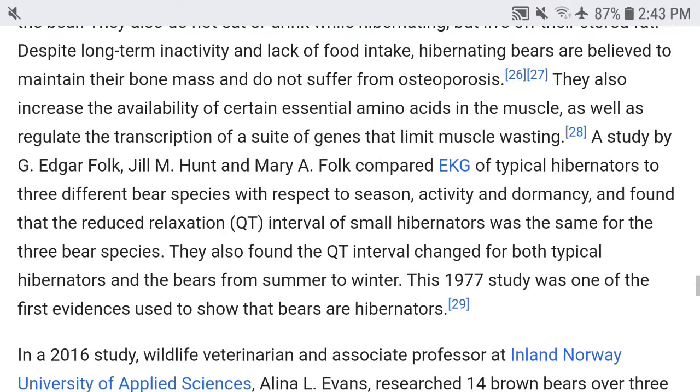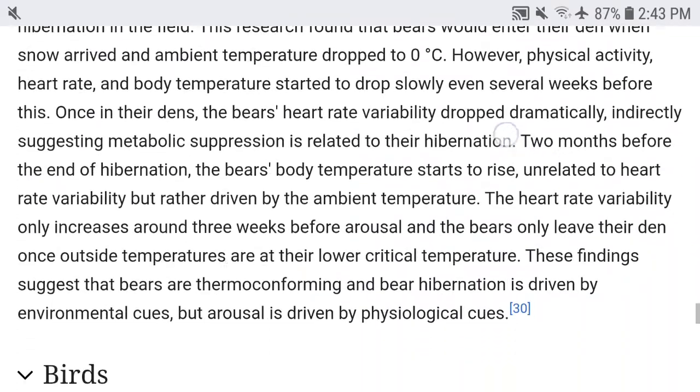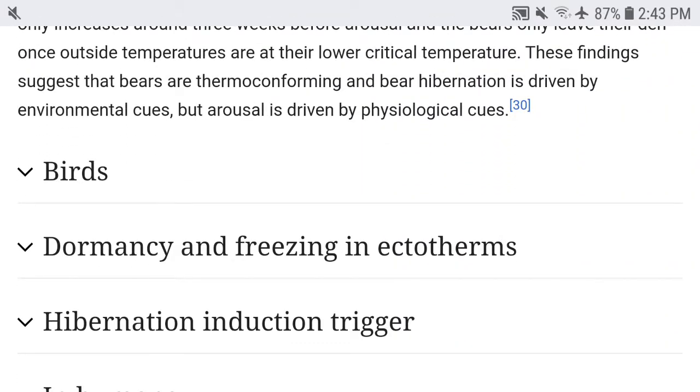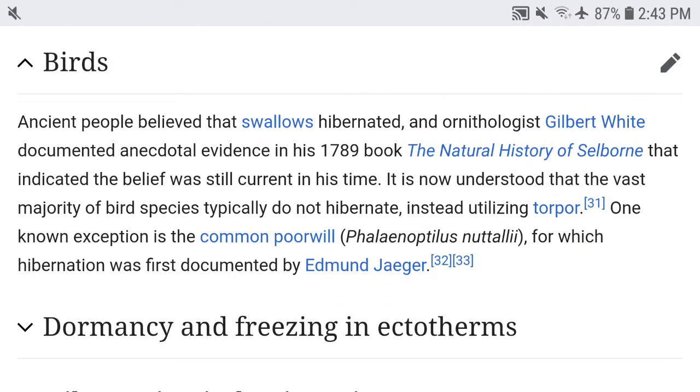And then what else here? I think it's just still birds. Okay, next we have birds. Ancient people believed that swallows hibernated. Documented anecdotal evidence in 1789 indicated the belief was still current in his time. Okay.